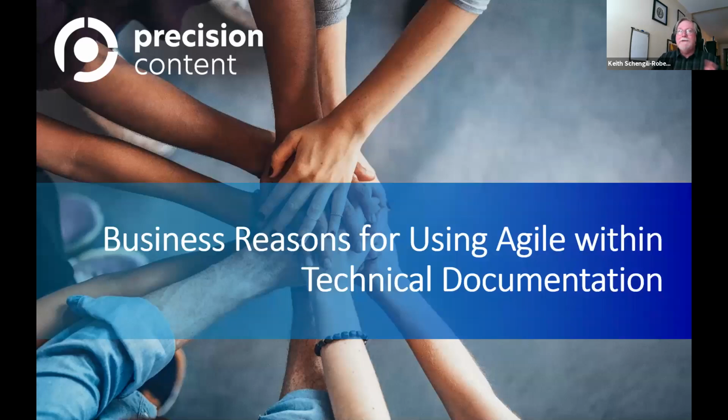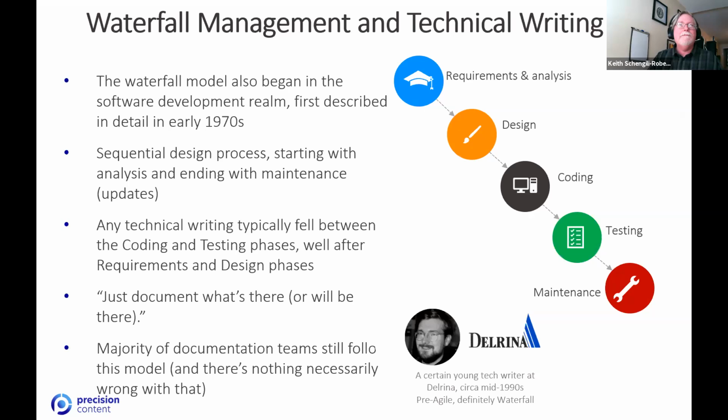All right, so now let's get on to the business reasons for using Agile within technical documentation. So let's start with the bad old days, so to speak, looking at the idea of waterfall management and technical writing. The waterfall model also really began in the software development realm and was described in detail back in the 1970s. It essentially has a sequential design process, starting with a basic analysis and then ending with maintenance.